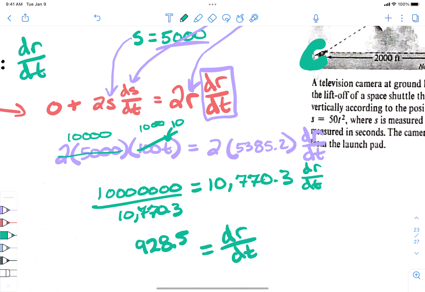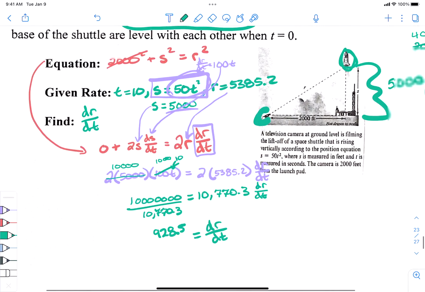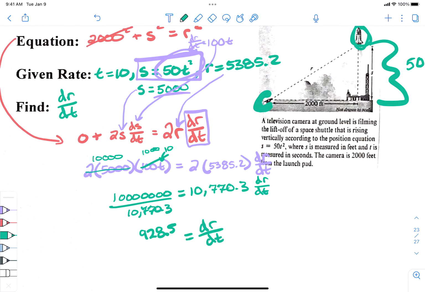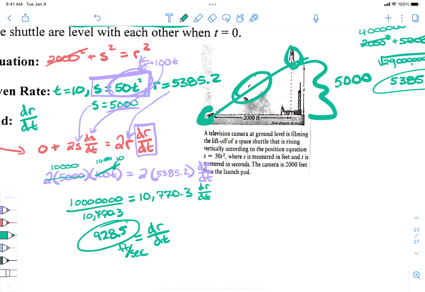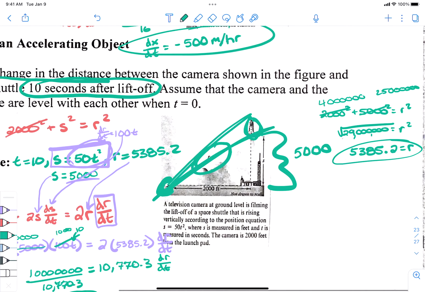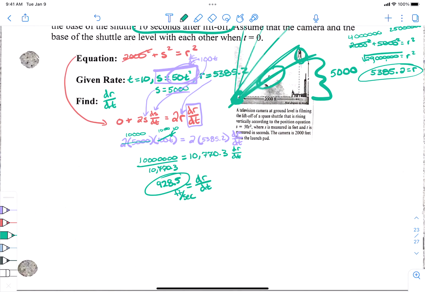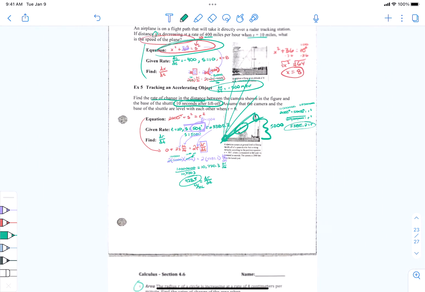Okay, we're going to interpret that number. 928.5. What the heck does that mean? Miles per hour, feet per second? I think it's feet per second. But what does that mean? That this distance is increasing. We said that distance is going by that many feet per second, so that distance is going to be larger and larger at that many feet per second. Woo, what a mess. Okay? Good? No.